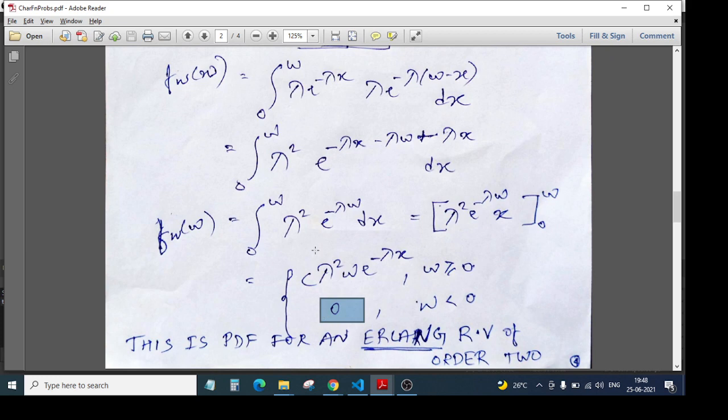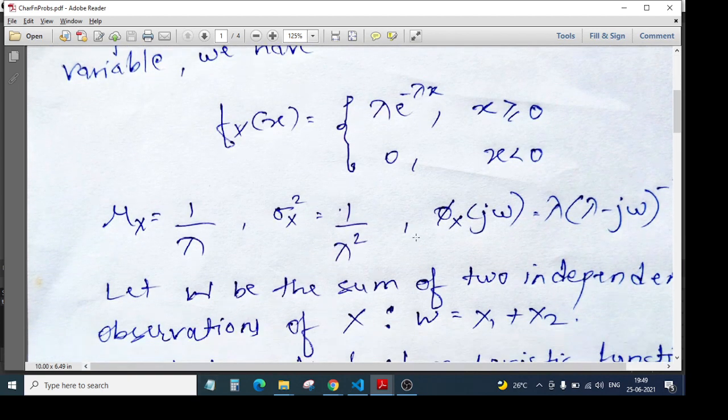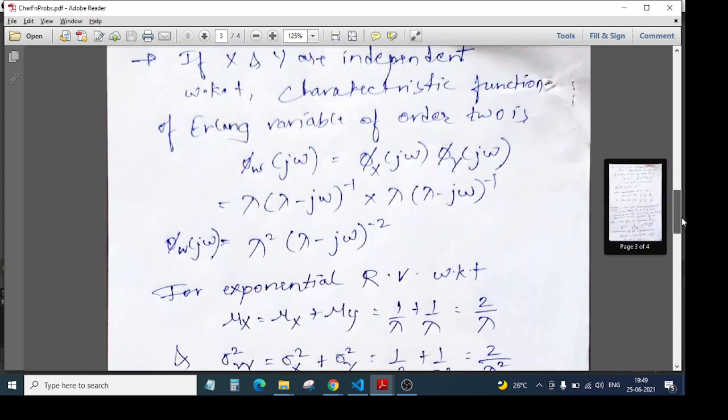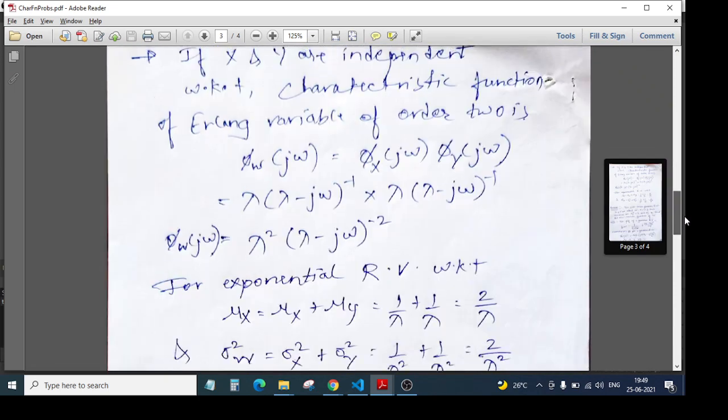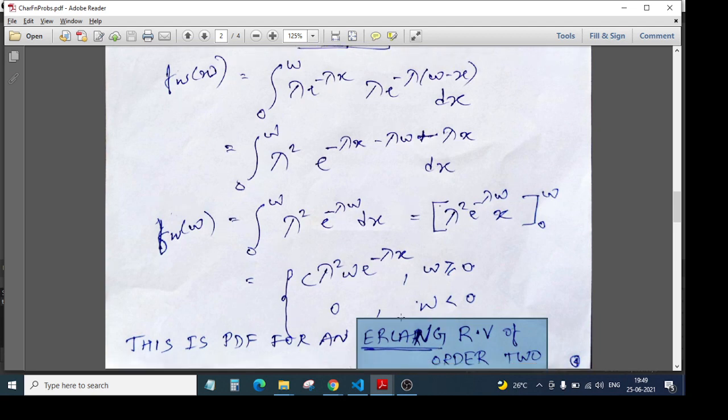So this PDF, whatever you see here, is called Erlang's random variable of order 2. It is called Erlang's random variable of order 2. So in the question paper, they might ask a question saying, find the Erlang's random variable of order 2. Instead of giving such a long statement here, they might just say that. Remember this thing, friends, very important. They might ask the question something like that. Okay. So keep this in mind.